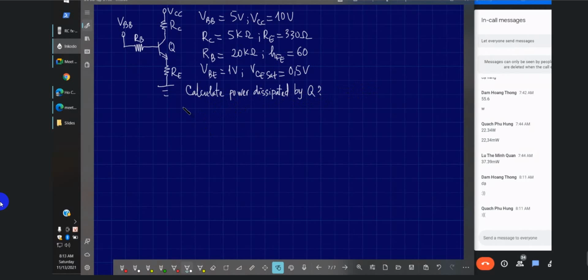Okay, let's do it again. I got the VBB, VCC, and the circuit like that, with all the values we have. All right, and then please calculate the power dissipated by the transistor. Okay, 5 minutes, and then let's check.